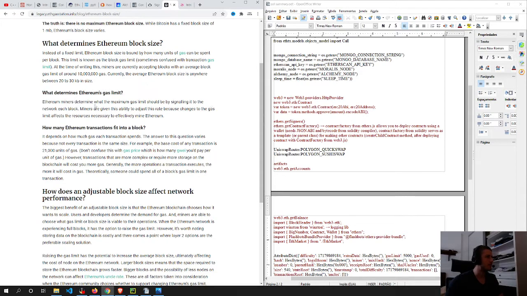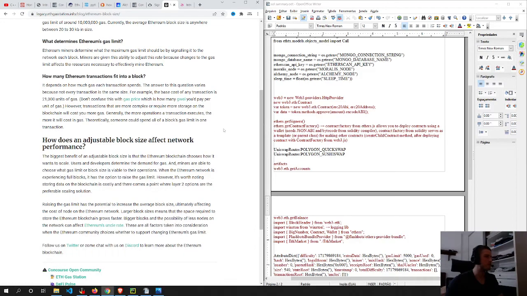Ethereum miners determine what the maximum gas limit should be by signaling it to the network each block. Miners are given the ability to adjust this rate because changes to the gas limit affect the resources necessary to effectively mine Ethereum. So that's an interesting thing to know as well. I guess this is one point of manipulation that can happen, with miners having control of the block size.